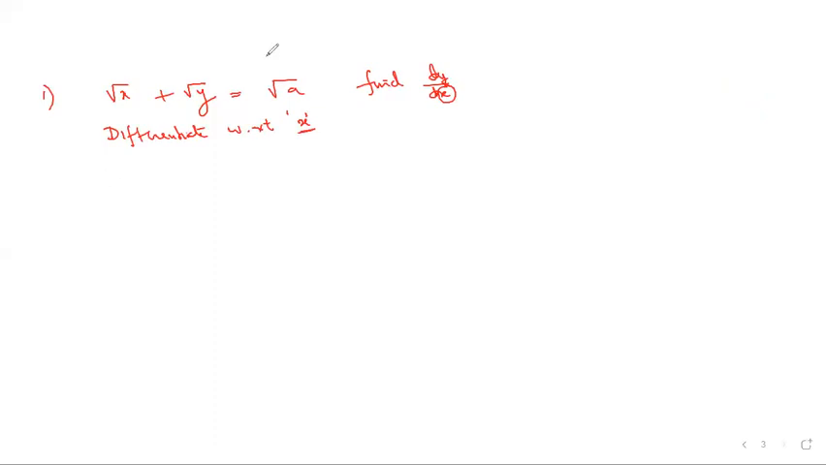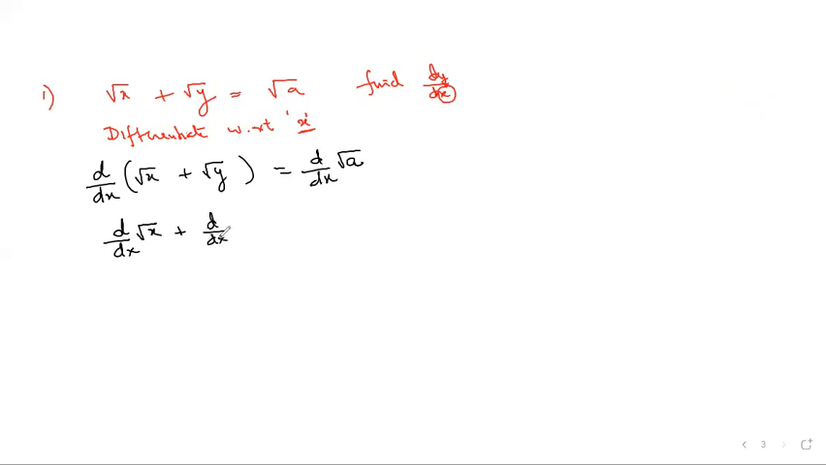Then what do you do after that? Term by term you differentiate. d by dx of root x plus root y is equal to d by dx of root a. Even if you directly write this step, not a problem. Even if you don't write the first step and directly write the second step, no problem.